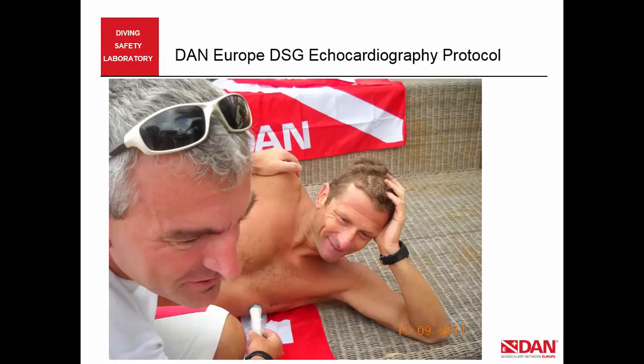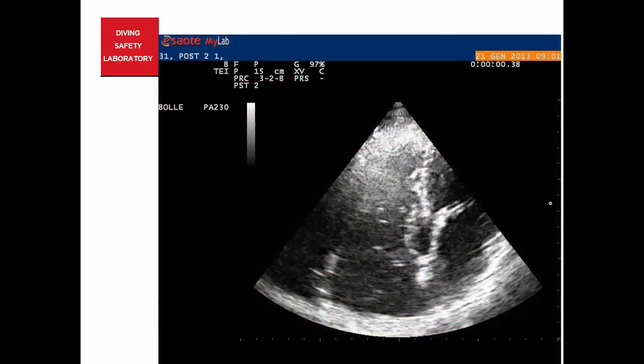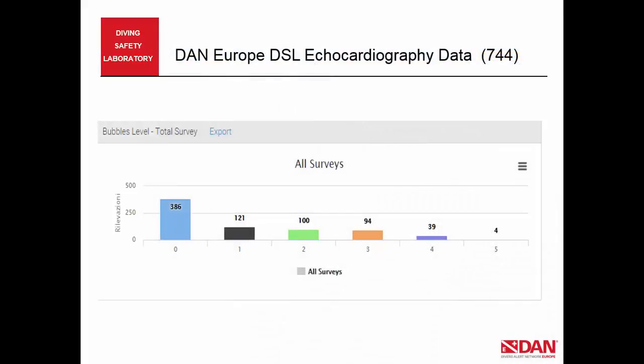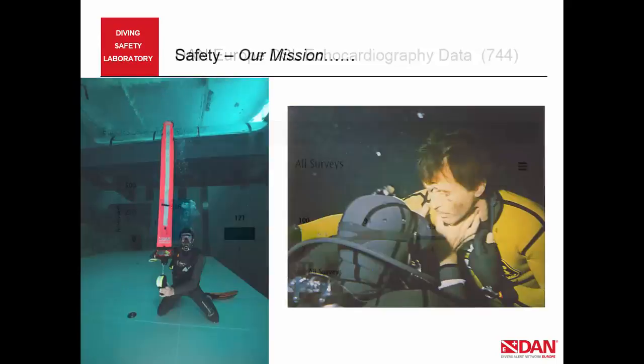DAN Europe's DSL echocardiography protocol is used under special circumstances. It becomes particularly relevant when it is important to not only detect the presence of bubbles, but specifically to confirm or exclude the presence of bubbles in the left ventricle of the heart. Here's a typical example of the outcome of 744 dives assessed using this methodology.